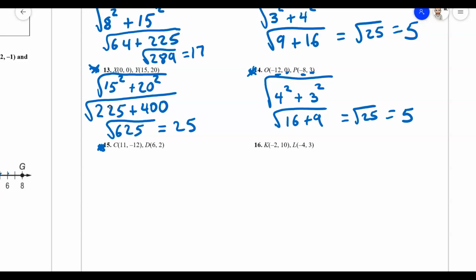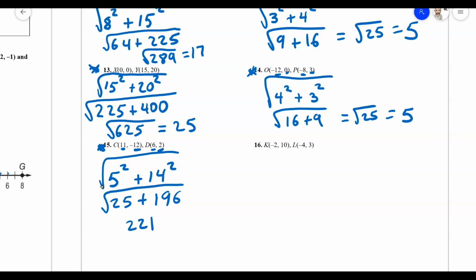Don't be afraid if we get a decimal, that's okay. We're going from 11 to 6. How far is that? That's 5. So we got 5 squared. From negative 12 to 2 is 14. So that's going to be 14 squared. We're going to add those two together. And we have our square root. So it's 25 plus 196. I get 221. And I'm going to take the square root of that. So the square root of 221, I don't think that's a perfect square. I get 14.9.